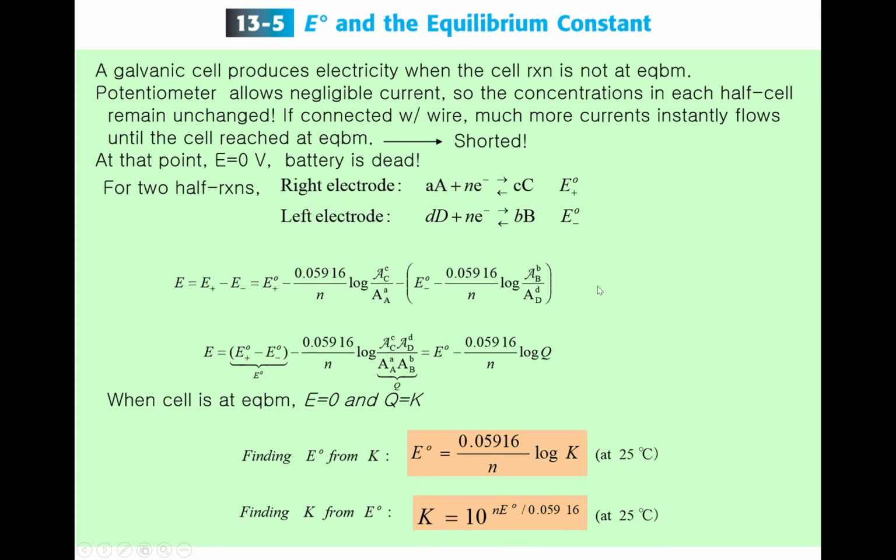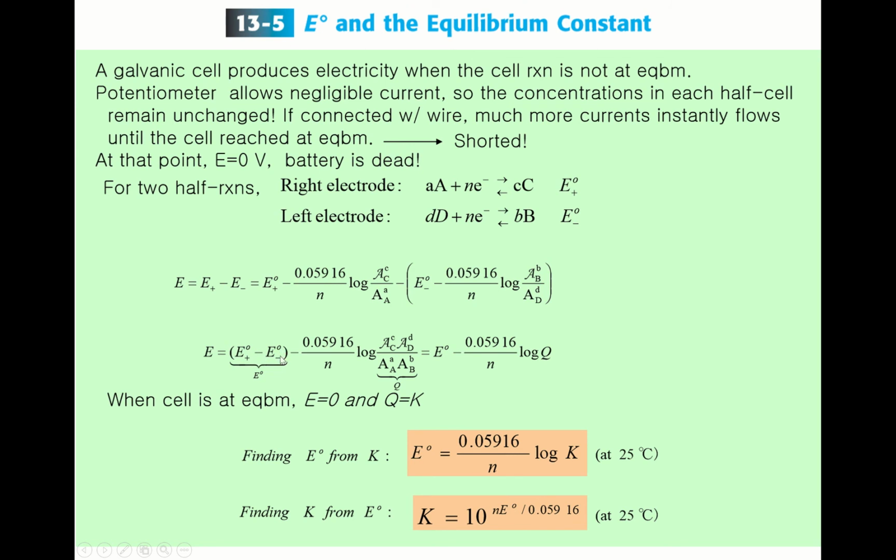The important thing is that we write all the reactions in the reduction form and then apply the Nernst equations. The cell potential is given by E sub plus minus E sub minus. This part is the equation for the right reaction, then minus, in parentheses, the equation for the left electrode. Rearranging this equation, we get E equals E zero plus minus E zero minus.